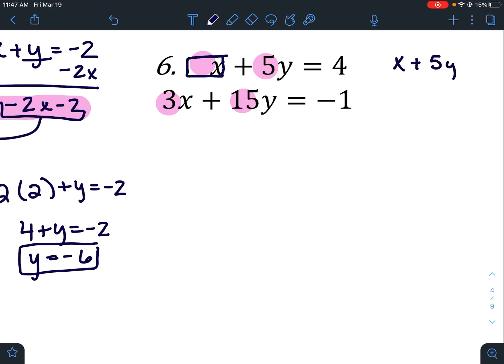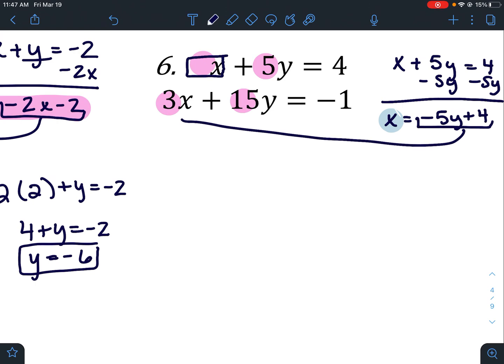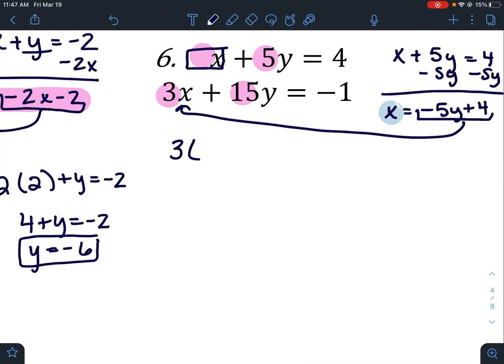x plus 5y equals 4. Solve for x, I'm going to minus 5y. So my answer is x equals negative 5y plus 4. x is solved, so I'm going to take this and plug it in for x. All right, here we go. 3 times my junk, which will be negative 5y plus 4, plus 15y equals negative 1.